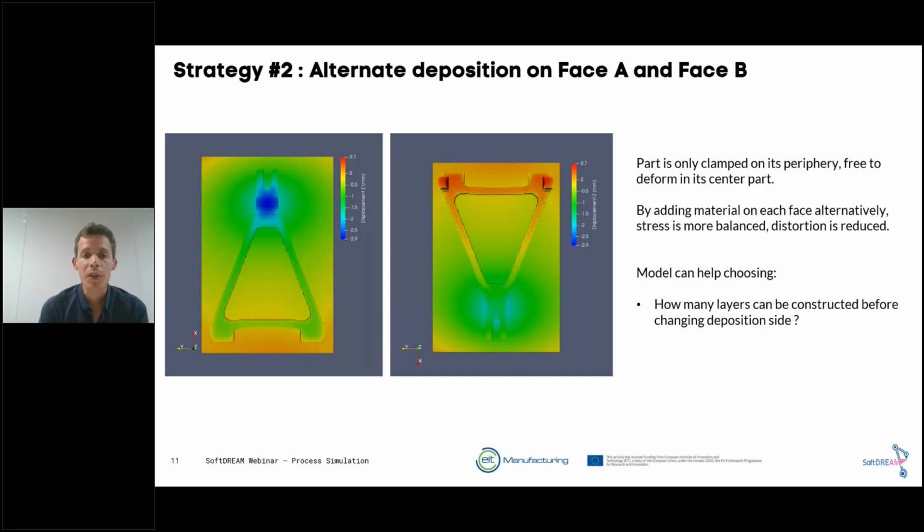In that configuration, the distortion model can help optimize the process a little bit more and determine, for instance, if several layers can be deposited on the same side before moving to material deposition on the other side. So this is an example of how the distortion model can be a strong help in decision making regarding the manufacturing strategy of a part.